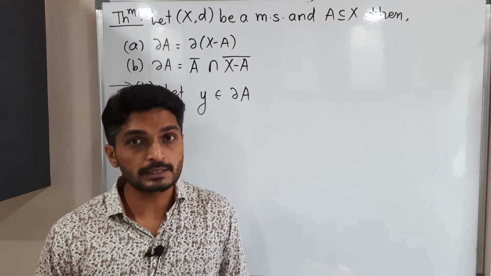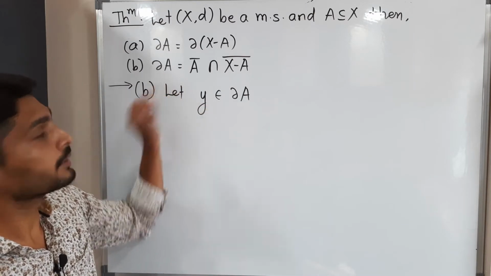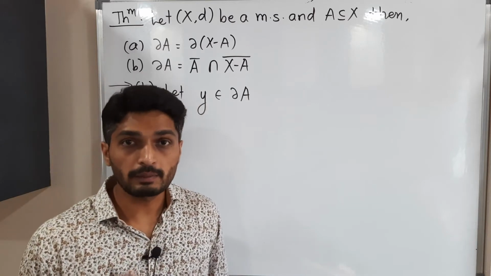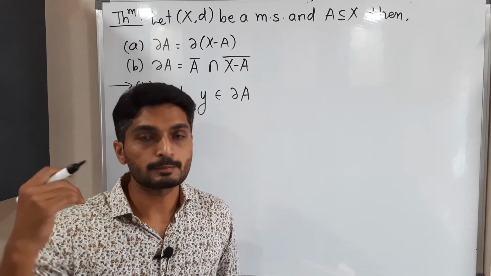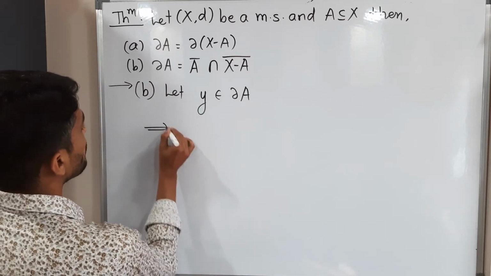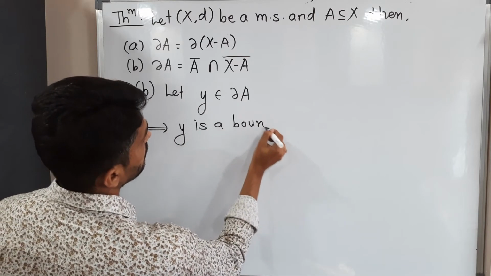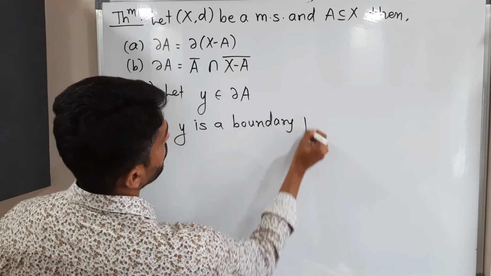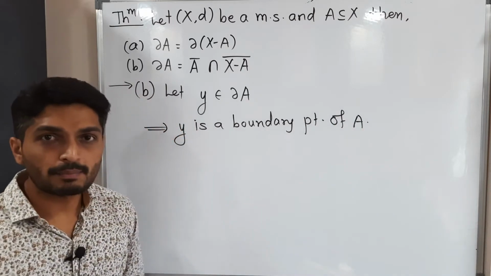So for that purpose I am taking one point y from deb of A. I will prove that it is in the second set. So that's why we can say the first set is a subset of the second set. I've taken y from deb of A. That means y is a boundary point of A. So why is y a boundary point of A?